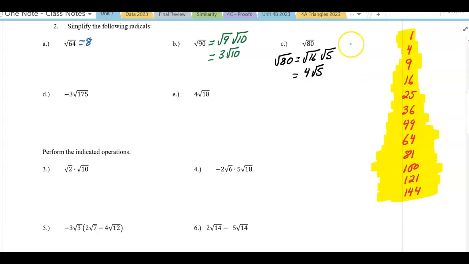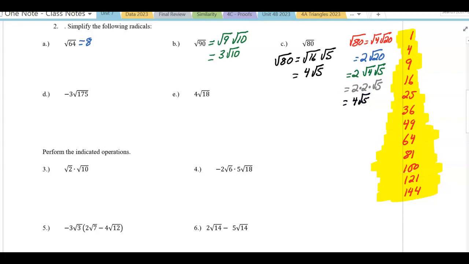Some people may not see that, and some people may say, well, 80 is the square root of 4 times the square root of 20. The square root of 4 is 2, so you get 2 square root of 20. But there's an extra step now, because 20 breaks down to the square root of 4 times the square root of 5. And then 2 times 2 times square root of 5, notice you'll get the same answer as the other method, 4 square root of 5.